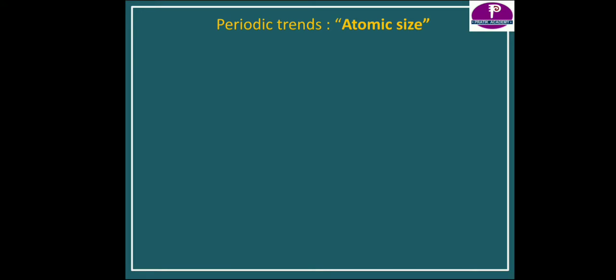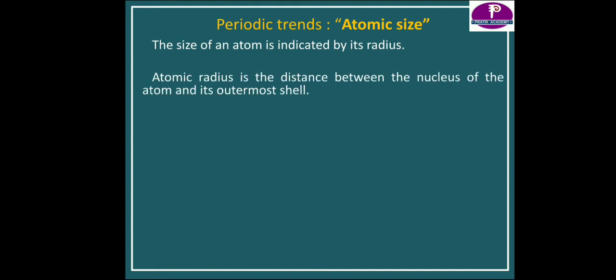So next is atomic size. First, the atomic size of an atom is determined by its radius. So what is radius? Atomic radius is defined as the distance between the nucleus of an atom and its outermost shell. This distance is called the atomic size, and it is measured in the unit picometer.